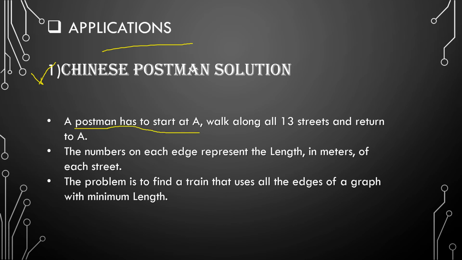A postman has to start at A, walk along 13th Street and return to A. The number on each edge represents a length in meters. The problem is to find a train that uses all the edges of the graph with minimum length. So let us move towards the next part.